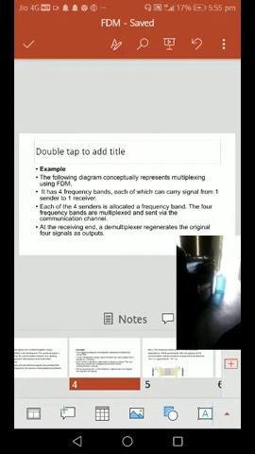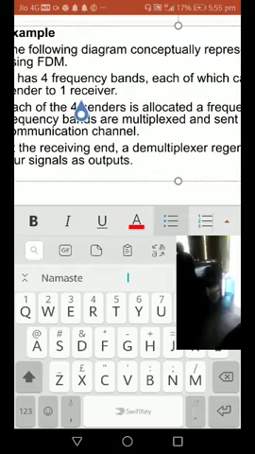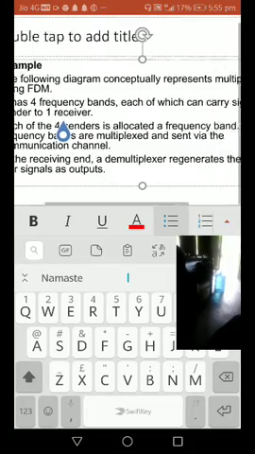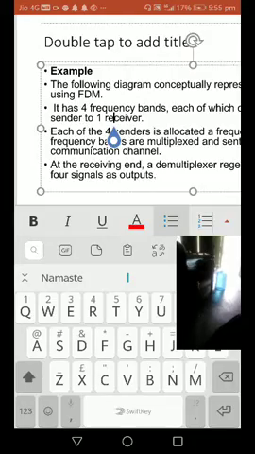The example I have taken for FDM is the following diagram. This is the concept of frequency division multiplexing with a block diagram, and I have taken a simple example. It has 4 frequency bands, each of which can carry the signal from one sender to one receiver.